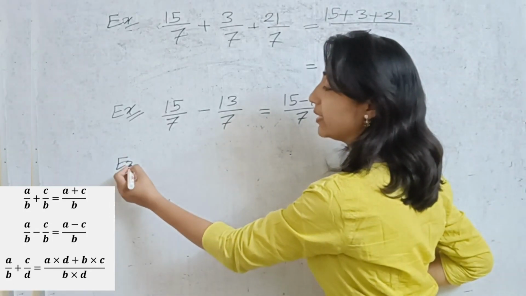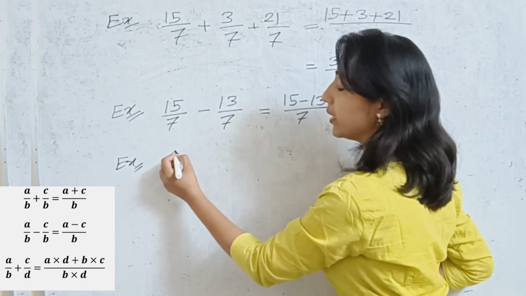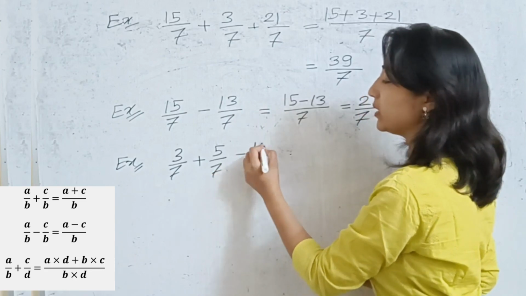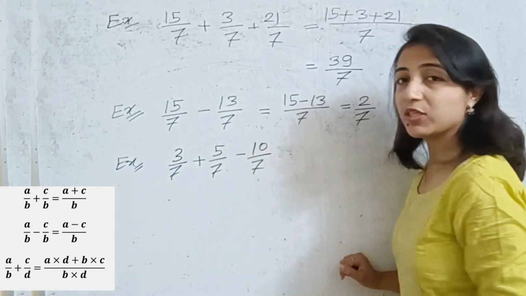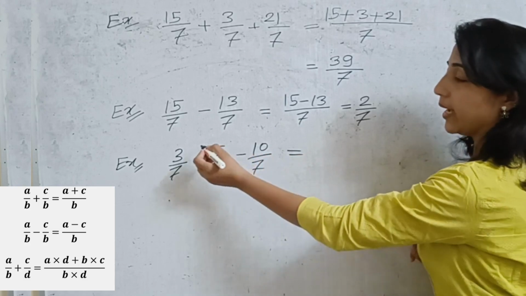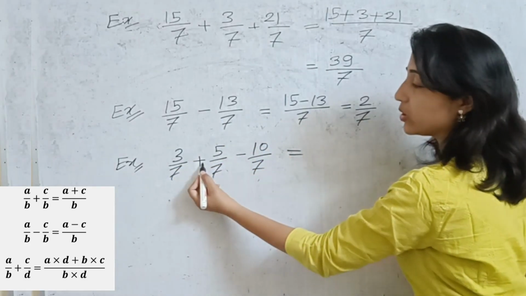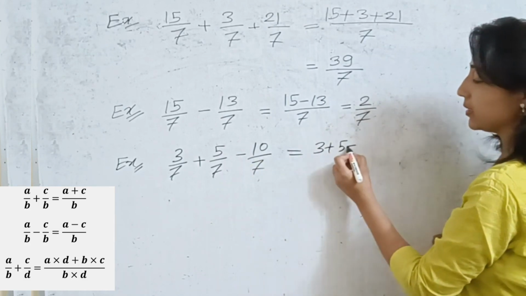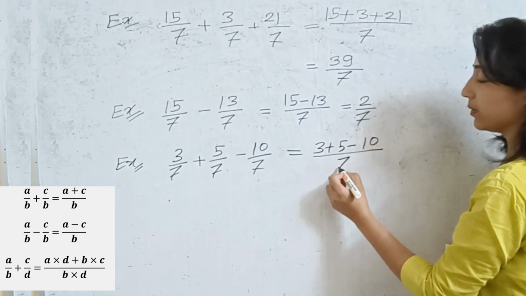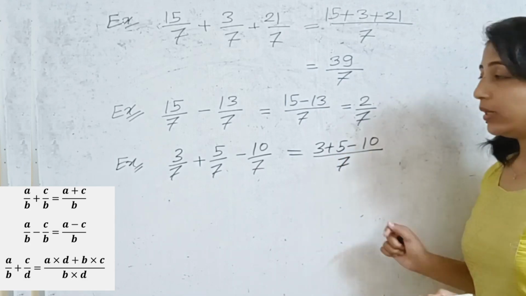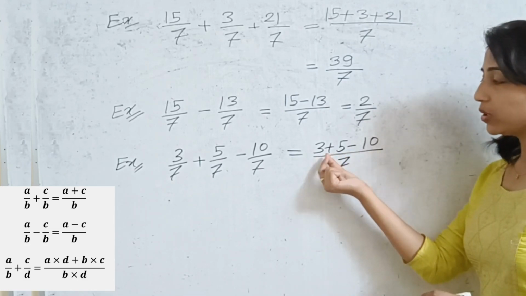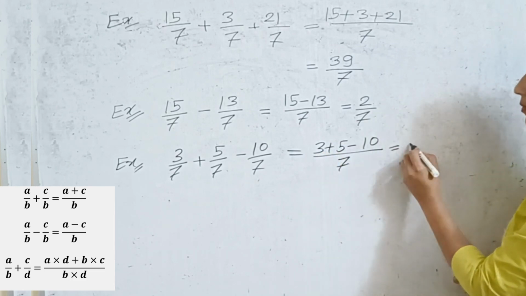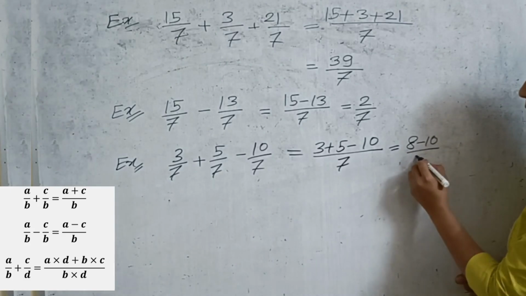Now let's suppose I will take here 3 by 7 plus 5 by 7 minus 10 by 7. Again their denominator is the same, so you take the direct calculation of the numerators. In between these numbers it is a plus, so I will write 3 plus 5, and here it is a minus 10 divided by 7. As per the sign rule, I will solve the first two numbers first. Both are plus, so we can take their addition. 3 plus 5 is 8. So it is 8 minus 10 by 7.